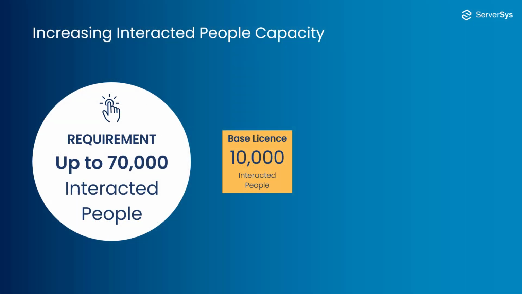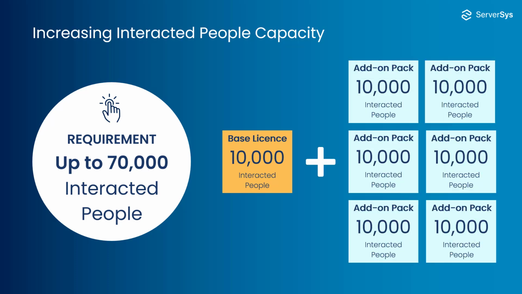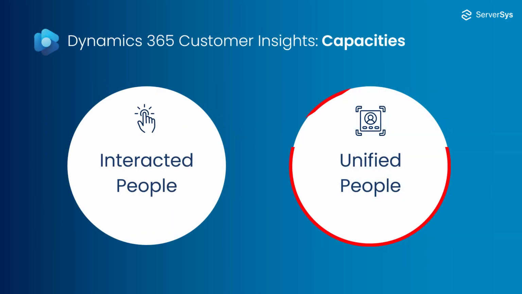For example, suppose you needed a capacity of up to 70,000 interacted people. The base license includes a default capacity of 10,000, so using Tier 2, 6 packs of 10,000 can be added to ensure sufficient capacity. Unified people is the second main capacity that's metered.